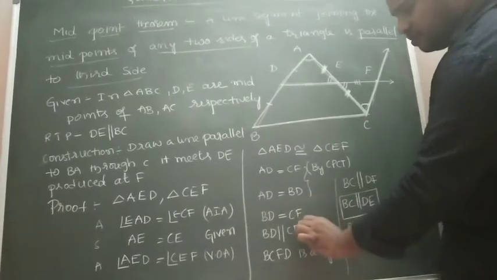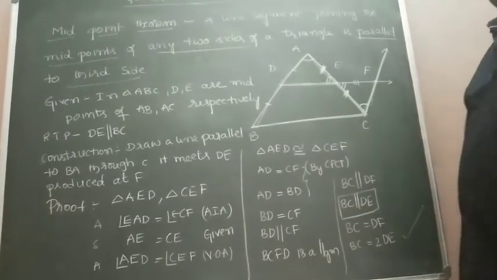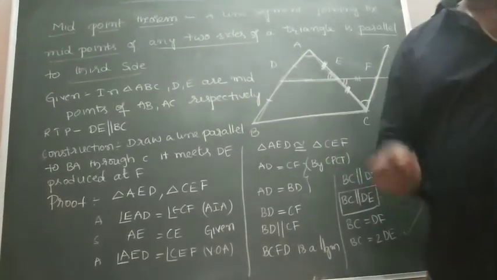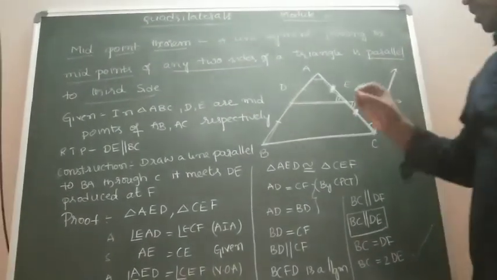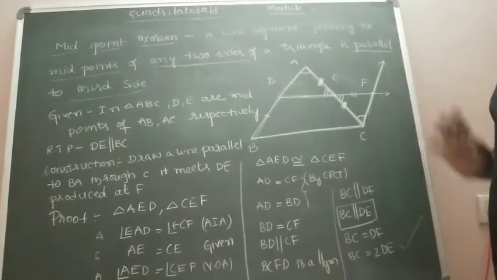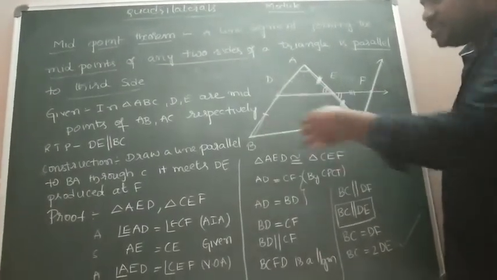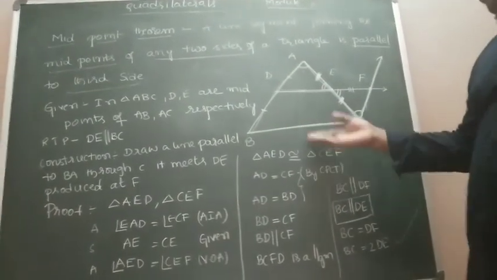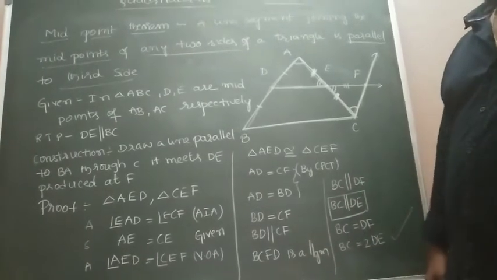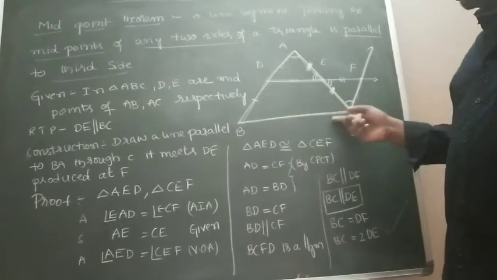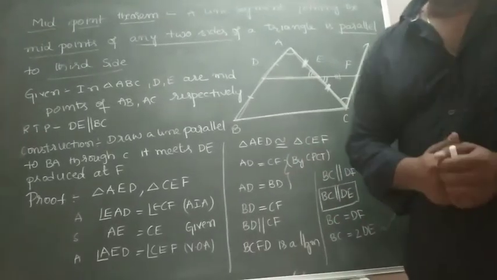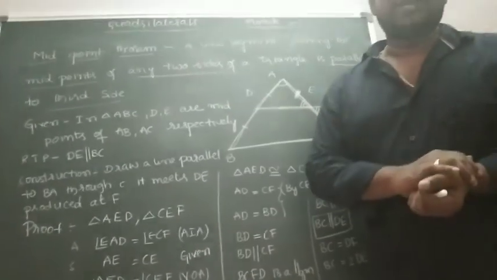From the construction, BD is parallel to CF. A quadrilateral in which one pair of opposite sides are parallel and equal is called a parallelogram. So DCFD is a parallelogram. In a parallelogram, opposite sides are parallel. So BC is parallel to DF. So BC is parallel to DE, children. Yes, this is the midpoint theorem.